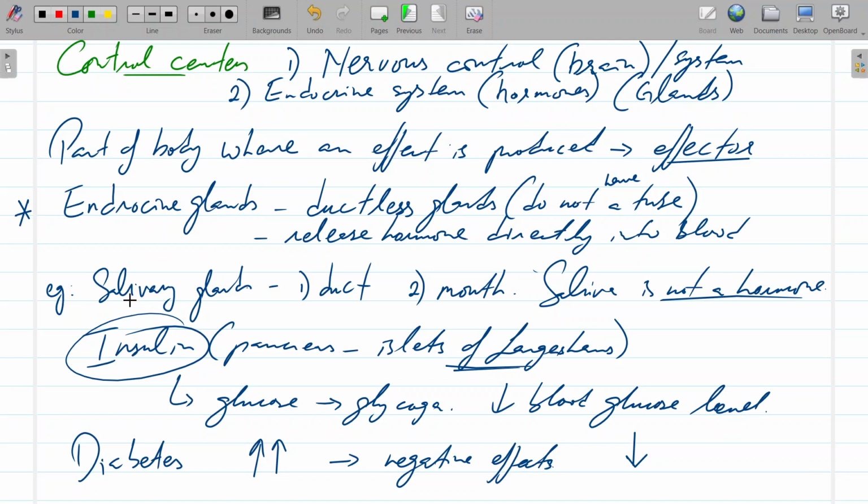So do you understand, not all glands are endocrine glands, and not everything that's secreted is a hormone. The salivary glands secrete saliva. It is not a hormone. This is not an endocrine gland. Salivary glands are not endocrine glands. The pancreas is an endocrine gland in the sense that it secretes insulin.